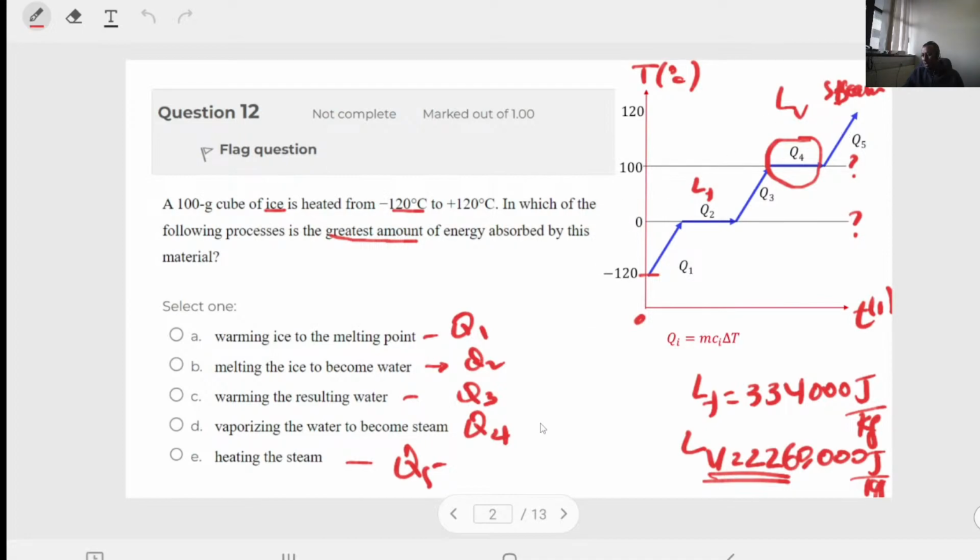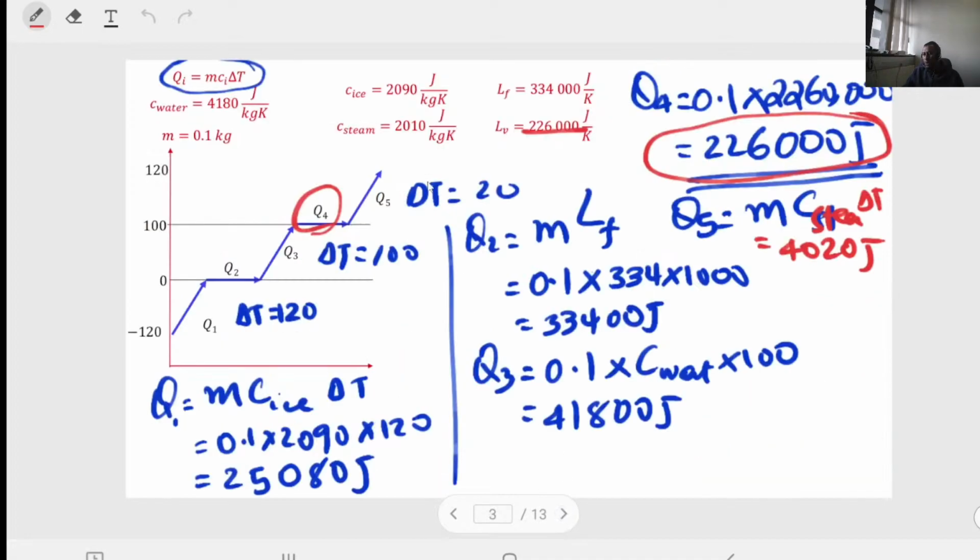You could calculate Q1, Q2, Q3, Q4. We go through. Q1 is mc delta T, remember that time it is ice. And then Q2 is m times Lf, the latent heat of fusion, and this is the value I got. Q3 is water, don't forget that one. Therefore, the specific heat capacity you should use is that of water. I put it there for you: that of water is 4180 joule per Kelvin per kilogram. If you put it in, this is the value you get for Q3.